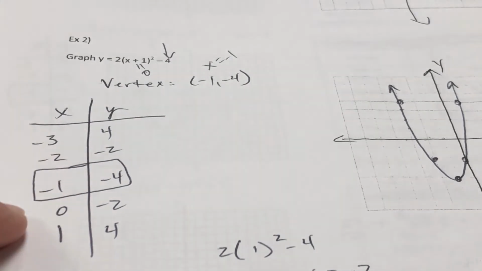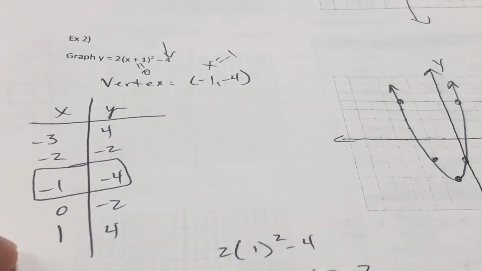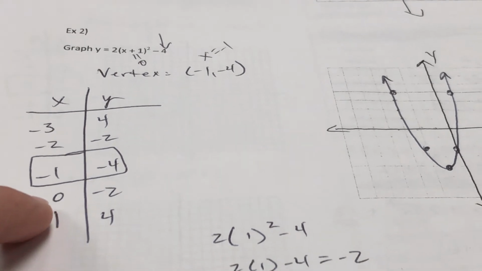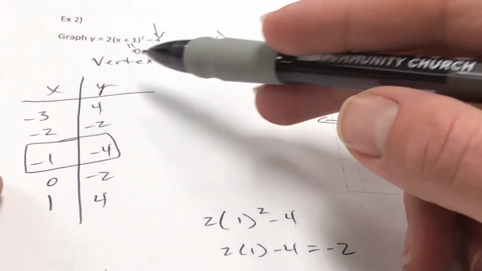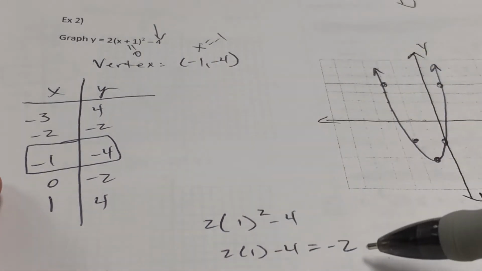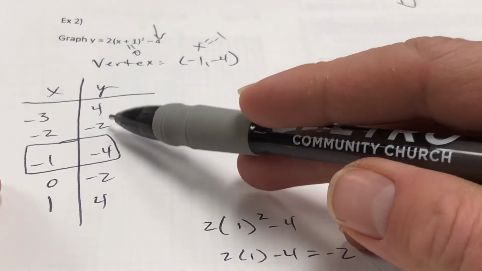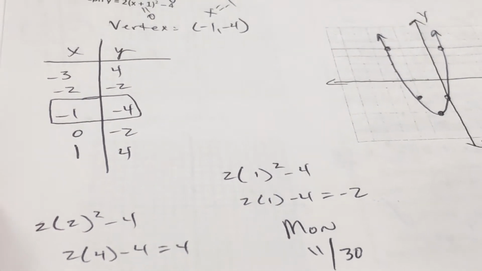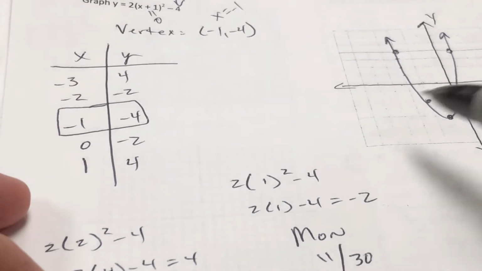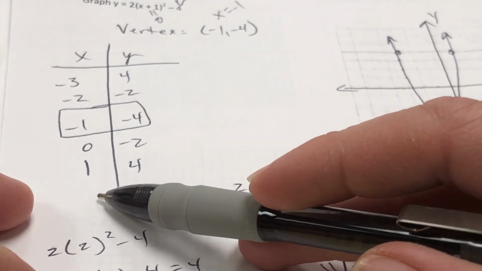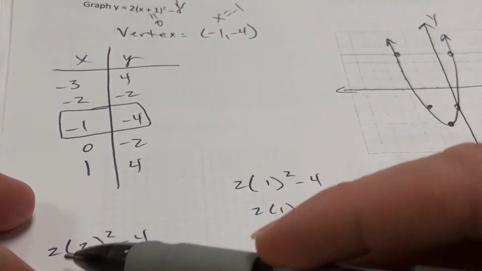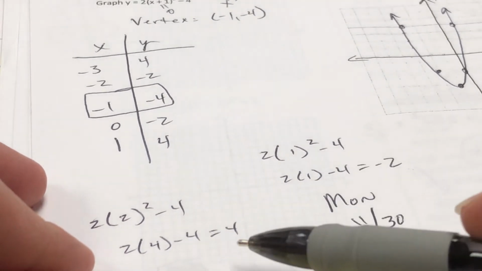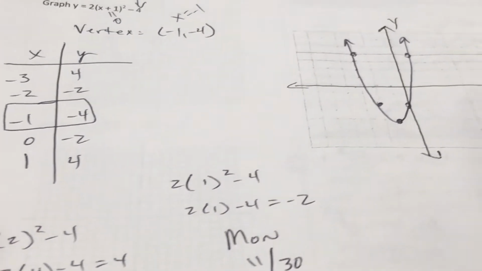I go 1 to the left, 1 to the right, 2 to the left, 2 to the right of the vertex. So I'm going to plug 0 in for x. When I plug 0 in for x, it's right here. I get 2 times 1 squared minus 4. That's a -2. So that's a -2 right there. All right, then I'm going to plug 1 in for x right there. That's 2. 2 squared is 4. Double it, you get 8. 8 minus 4 is 4. Plot those points, you get a u.